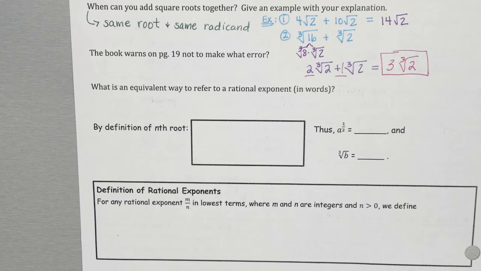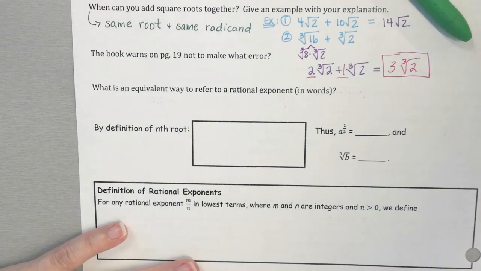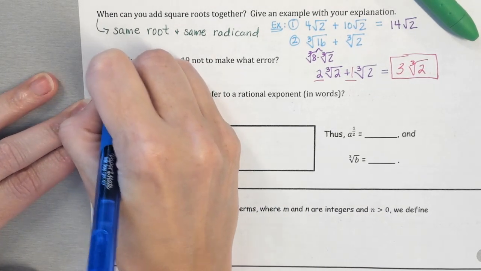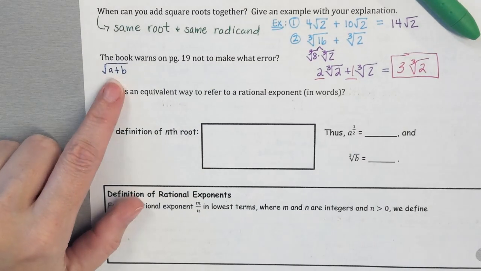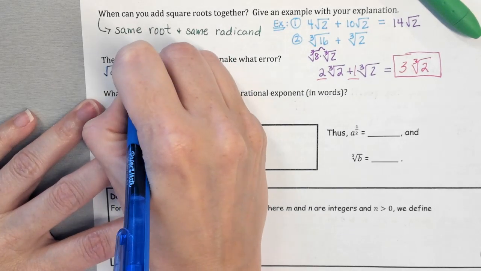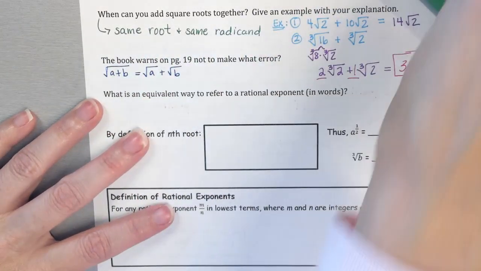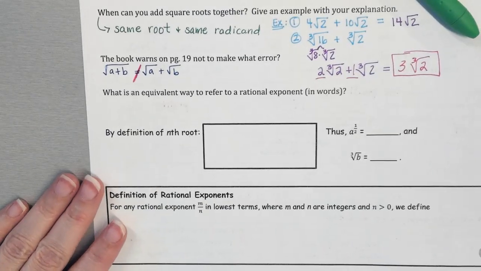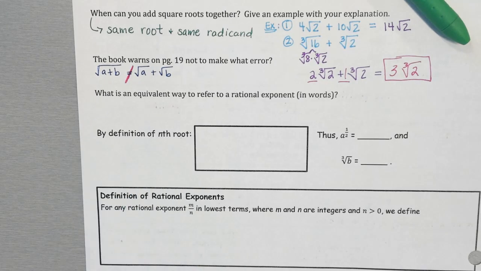Okay, so your textbook warns you not to make this error. This happens often. This is a common mistake. You cannot take 2 values that are added and split them up. This is not the same. We're going to draw a big no through this. These are not equal. Okay, so because it works with multiplication, people just assume it also works with addition.